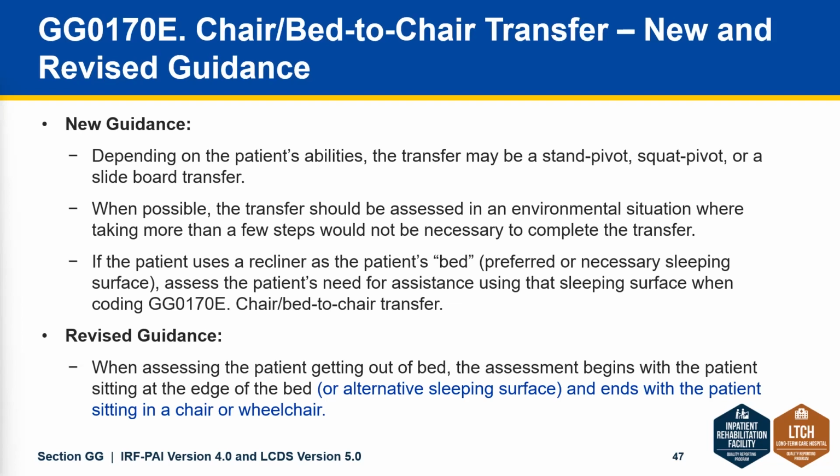The changes to guidance also clarify when this activity begins and ends. It begins with the patient sitting on the edge of their bed or alternate sleeping surface, and ends with the patient sitting in a chair or wheelchair. It is important to remember that for GG0170E, even if only one portion of the activity is assessed, the code selected is based on the type and amount of assistance the patient needs to complete the entire activity.